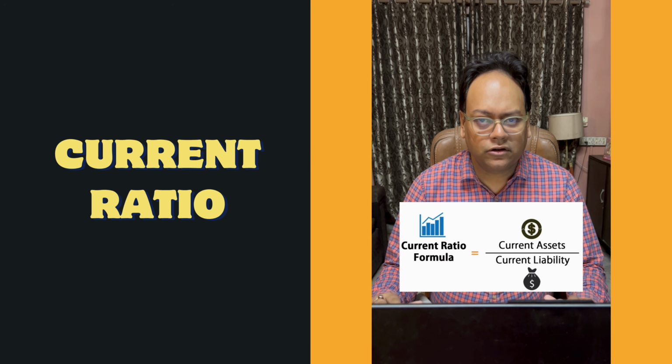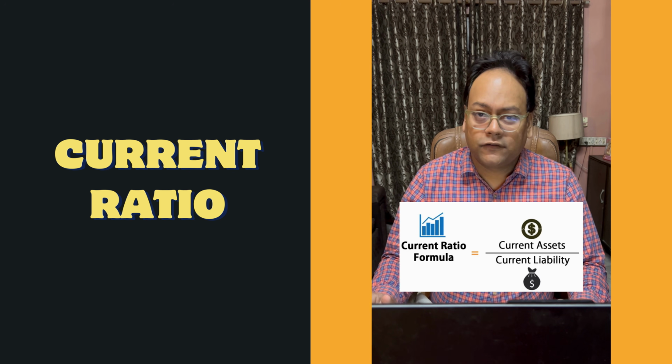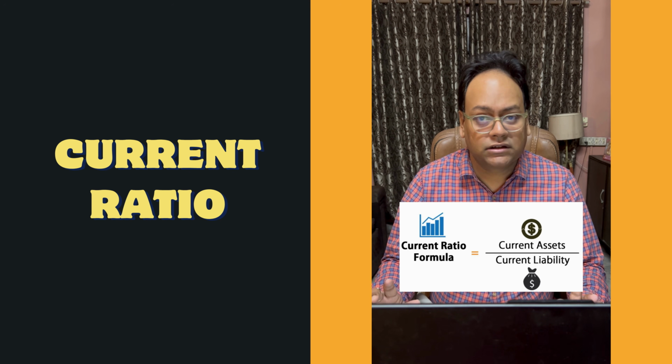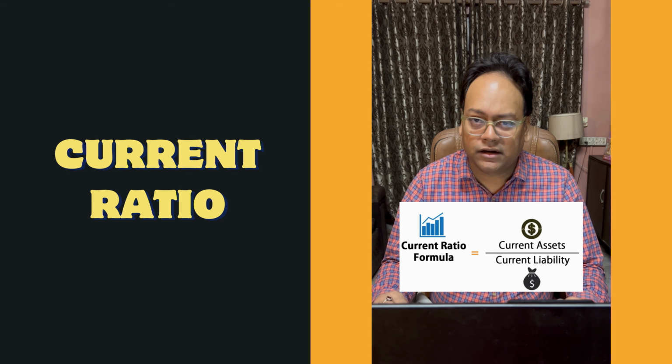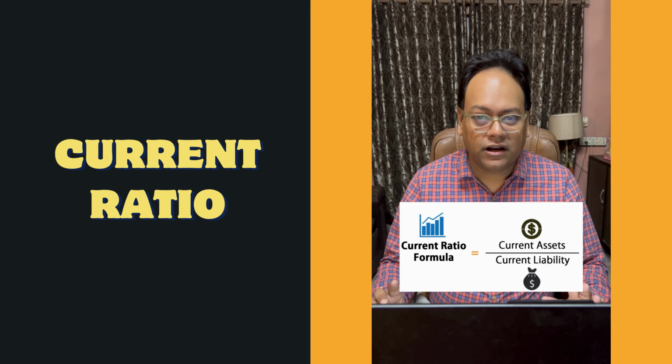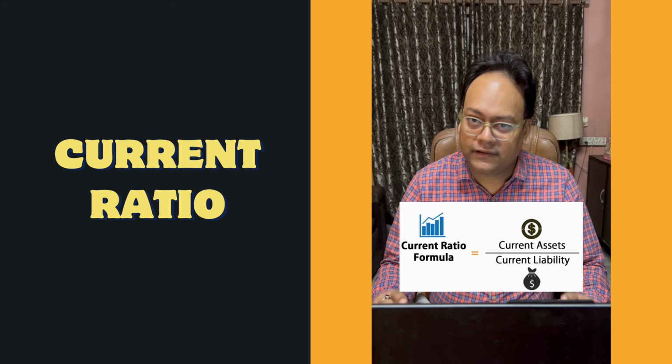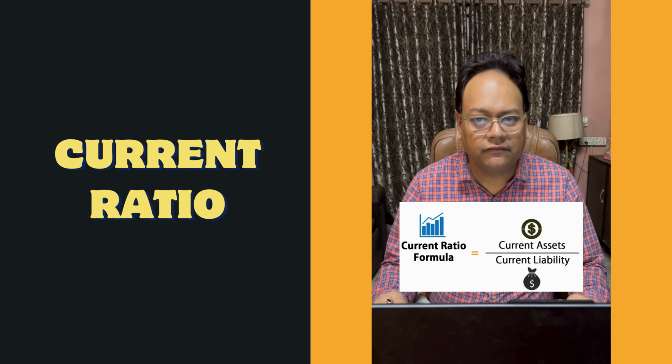Formula of current ratio is equal to current assets divided by current liabilities. For example, if a company has current assets of 200 CR and the corresponding liability is 100 CR, the current ratio is 2:1. That means the company has 2 rupees of assets for every 1 rupee of liability, which is a good sign for the company.